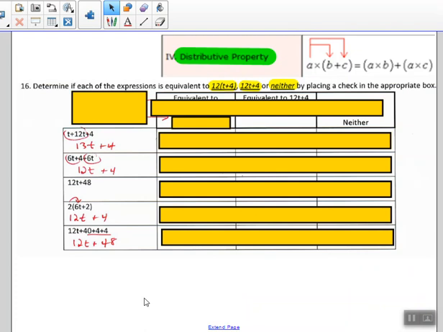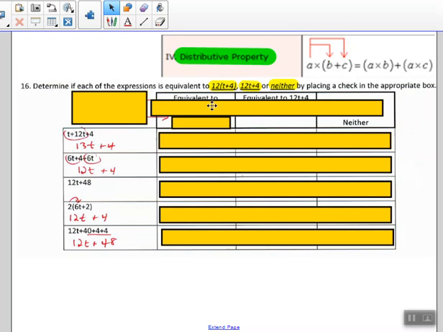Number 16, we have to figure out if each of the expressions below is equivalent to 12 times the sum of t and 4, 12t plus 4, or neither. So we have 3 options. I want to remind you of something first, the distributive property. When we see this right here, that's an indicator that we can distribute. Think of this as the 12, think of this as the t, and this is the 4.